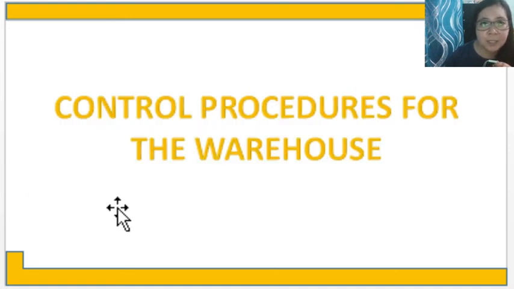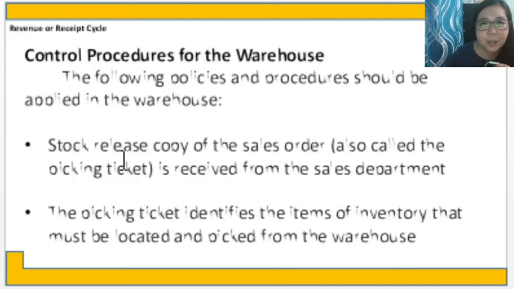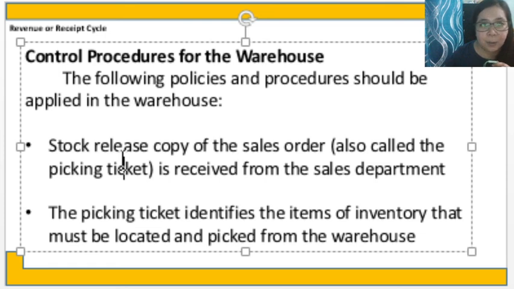So we will proceed with the next department, which is the warehouse, still under the revenue or receipt cycle. Under this department, the following policies and procedures should be applied. First, a stock release copy of the sales order, which is also called the picking ticket, should be received from the sales department before the inventory will be released. This was mentioned also in the sales department procedures.